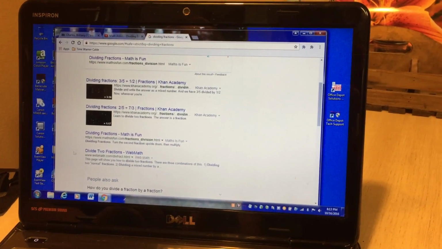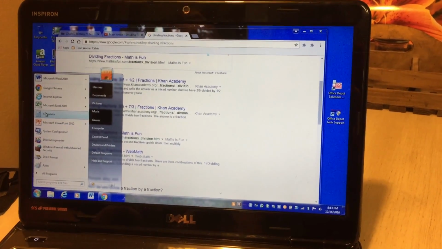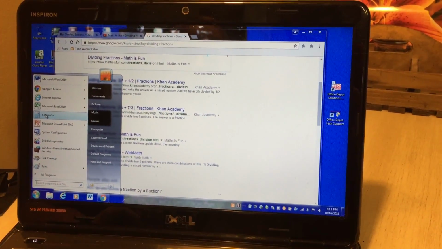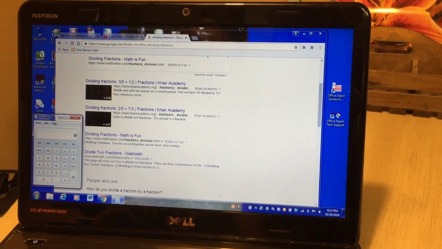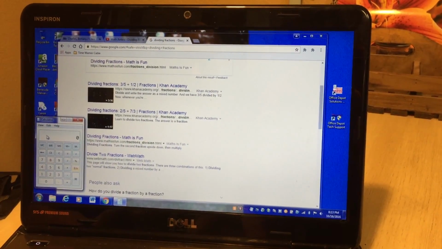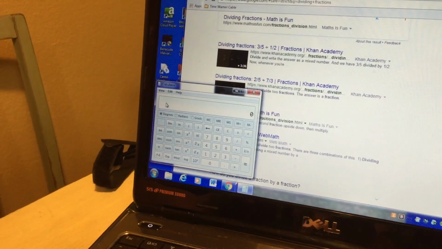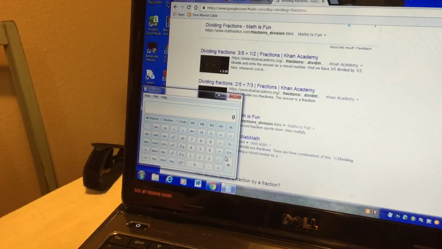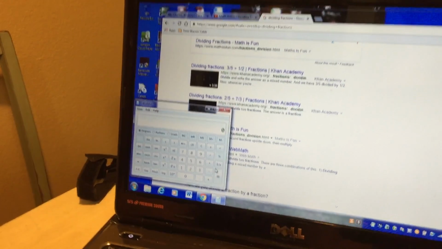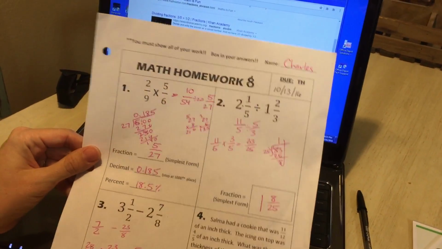The next thing I wanted to show you is the calculator. Now you can get apps for a calculator on your smartphone, and you can also go to a calculator on your computer. When you first pull up the calculator, it's going to look like this. You can go to View and click Scientific, and it'll just show a little more expanded calculator, and this will be the best.